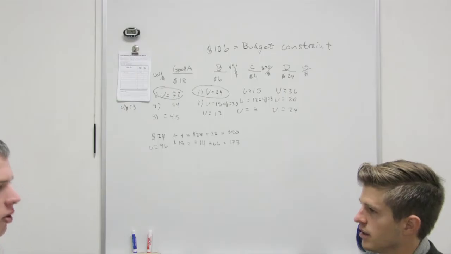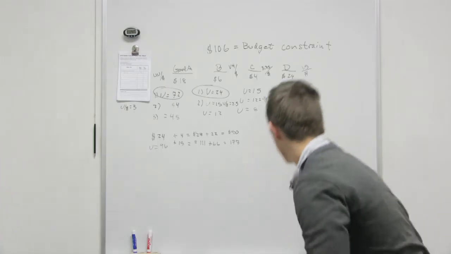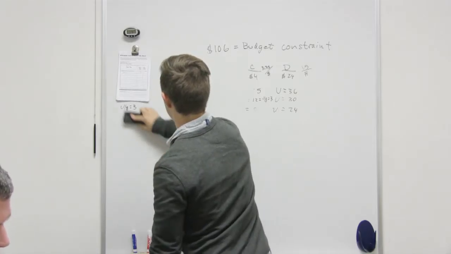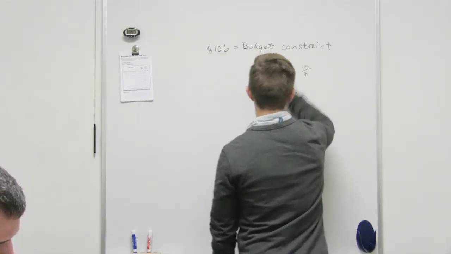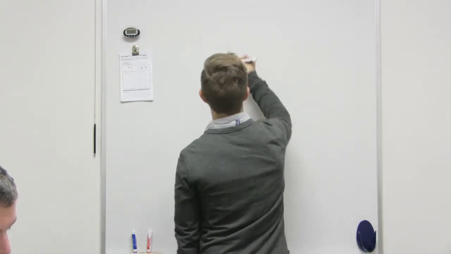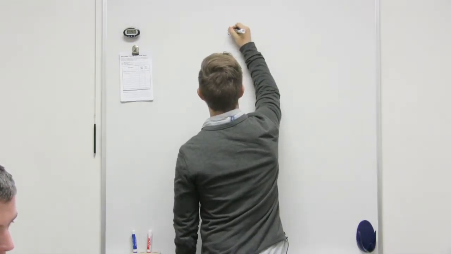Okay. Can you run over that with me real fast? Yeah, let's do it. So they only go up to 6 units. Okay. So let's do this table. So we have $9 to spend.